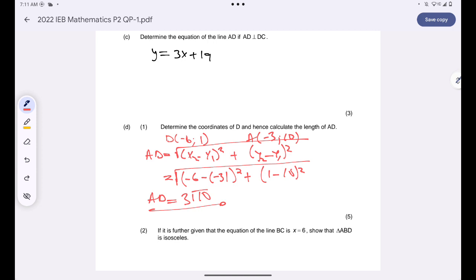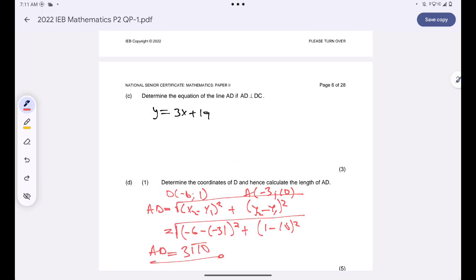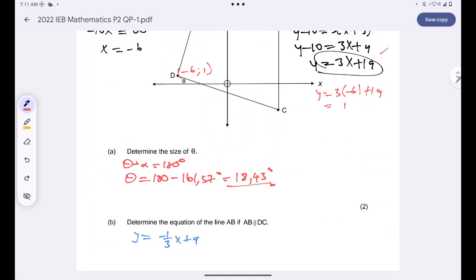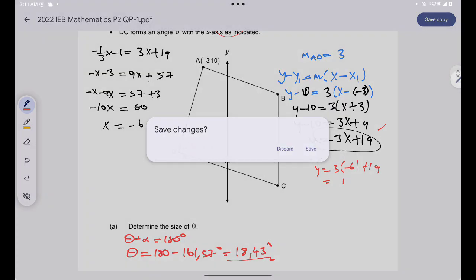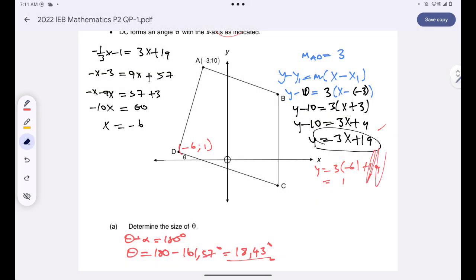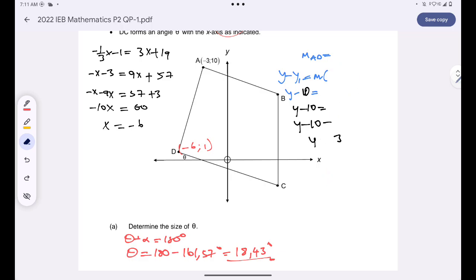It is further given that the equation of line BC is x is equal to 6. Okay, so they're just telling me that BC is a vertical line. That's what they are telling me. Line BC is a vertical line. It simply means that everywhere on that line the x value is 6. The x value here is 6. I don't know the y value, and the x value here is 6. The x value there, I have 6 and 0.